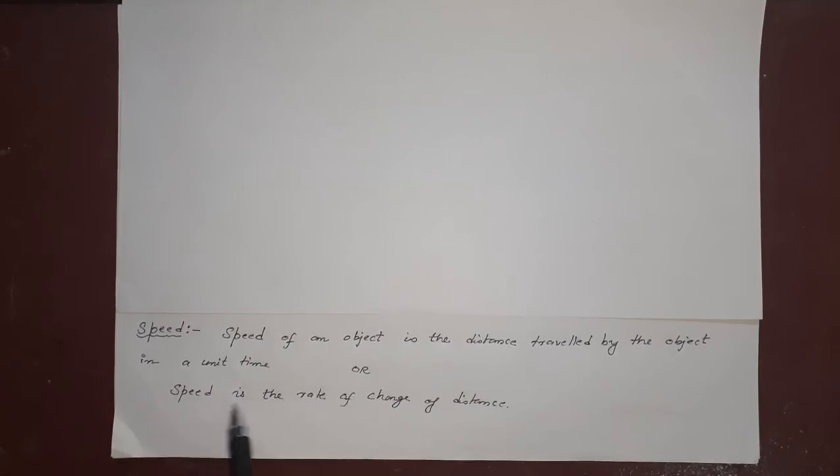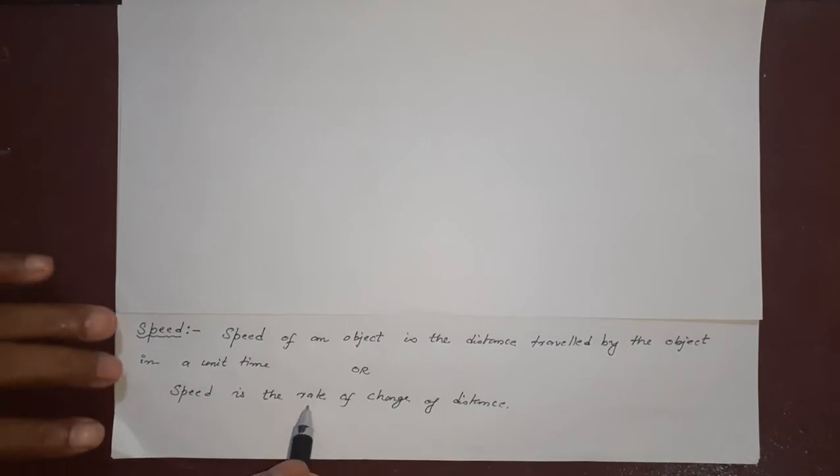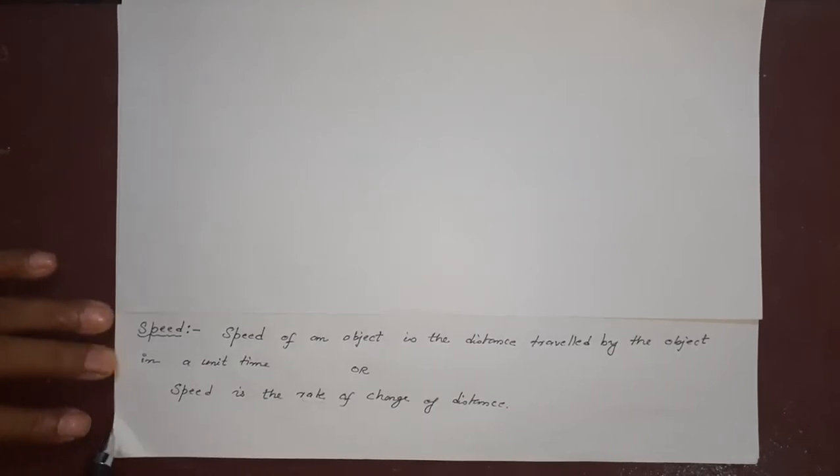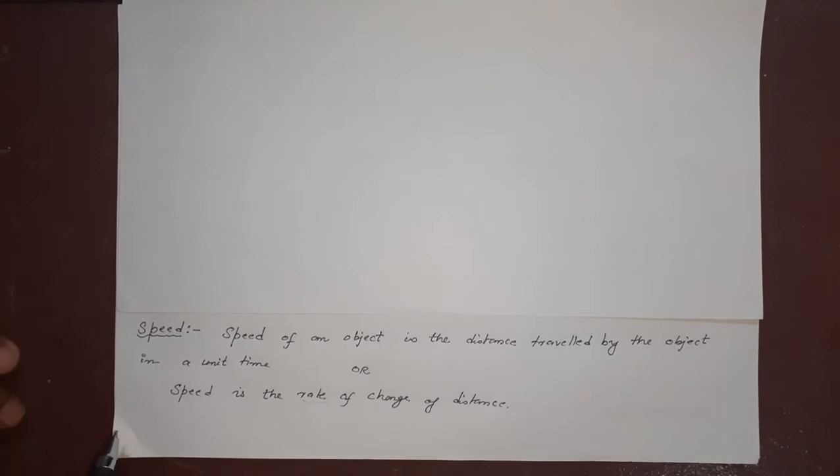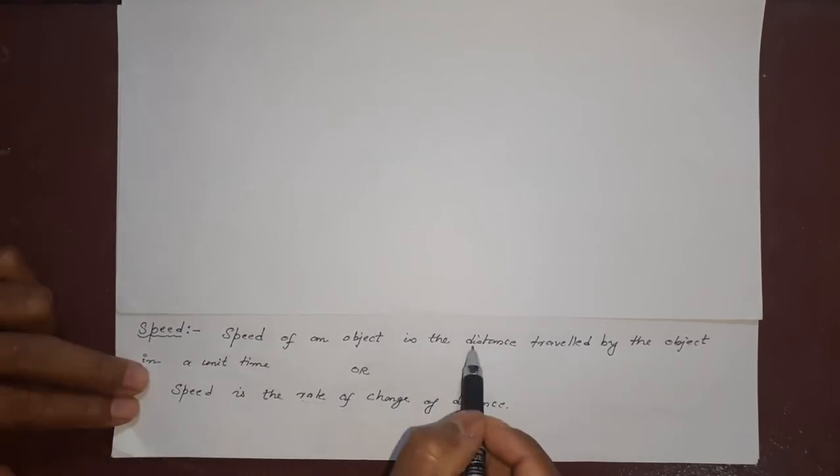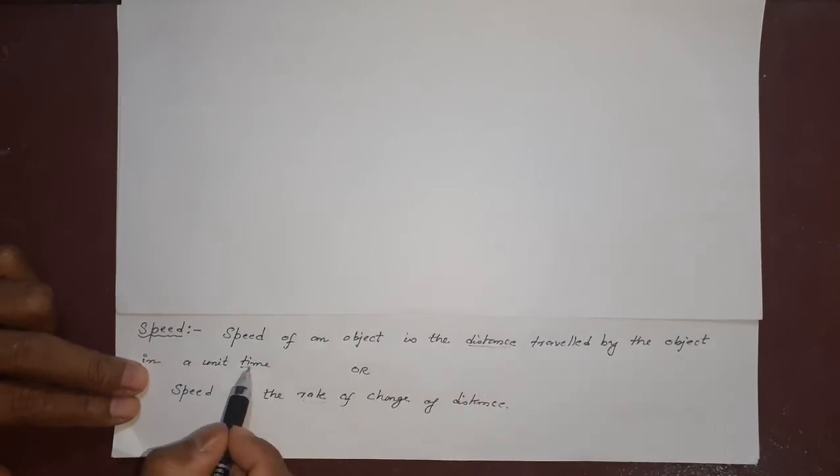We can also say speed is the rate of change of distance. What is the meaning of this rate of change? This all we will try to understand. So what is the detail? Speed is the distance traveled. You already know what is distance. You already know what is time. But from there I want to write what is speed. Let's do that. You can write first this and then try to understand.